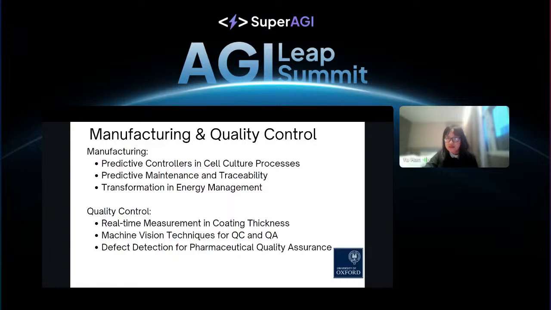In quality control, scientists use real-time measurement of coating thickness by machine vision and deep learning. These technologies analyze visual data for defect detection, ensuring that only high-quality medications reach end users. What's more, machine vision techniques are implemented for robust quality assurance, for example, in the template matching process. And also they have techniques for automated inspections, which can reduce human error and maintain consistency in packaging.